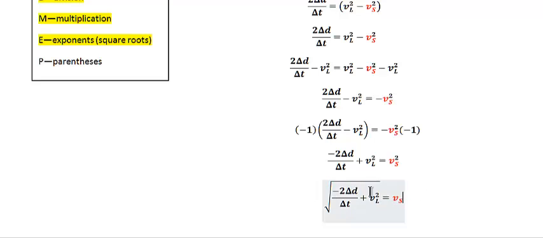Now, your math teacher may want you to clean this up a little more. The math guys like to have the positive term first, so you just use the commutative law to put v sub l squared first, then plus -2 delta d over delta t. Really doesn't matter to me. Our goal is to get this variable by itself and nothing else. So as long as it's mathematically equivalent, I don't care what it looks like here on the left.